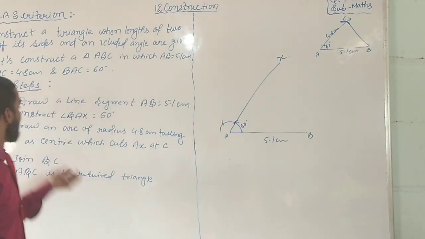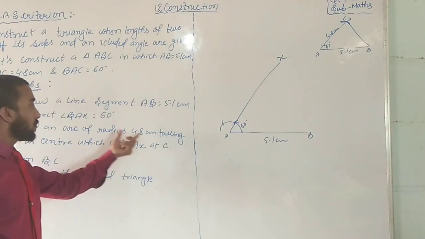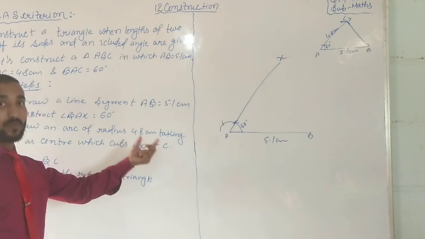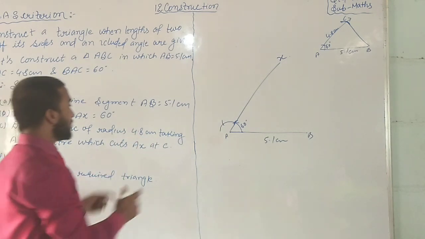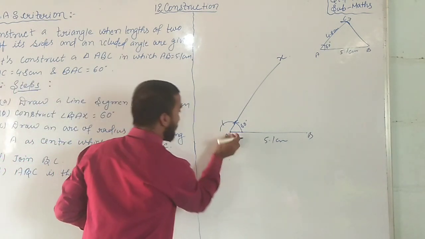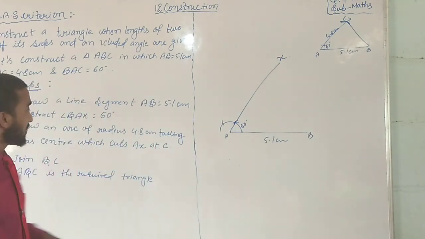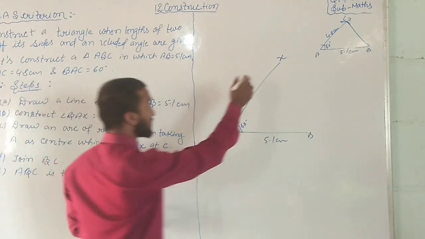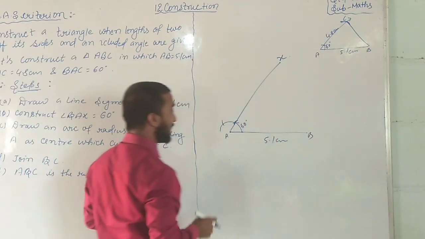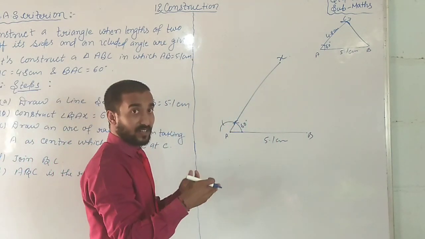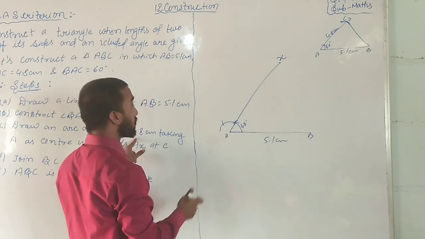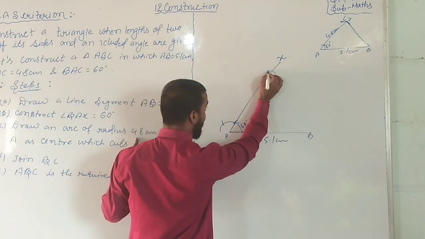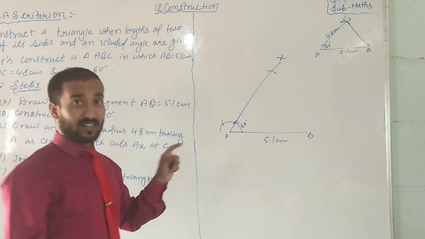Now what we have to do? Draw an arc of radius 4.8 centimeters. So you again have to consider A as the center, which cuts AX at C. Okay बेटा? करना क्या है? आपको A को फिर से सेंटर कंसीडर करना है. उसके बाद 4.8 सेंटीमीटर का यहाँ पे आपको आर्क कट करना है.